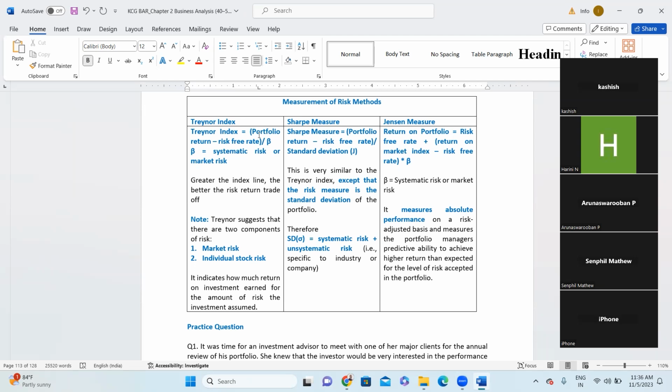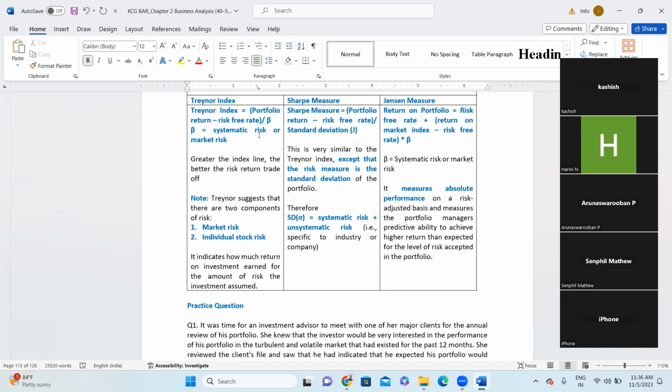We'll do certain calculations. You'll get to know more about it, right? We need to do some illustration to make ourselves familiar with all these three formulas, right? So let's do a practice question together.